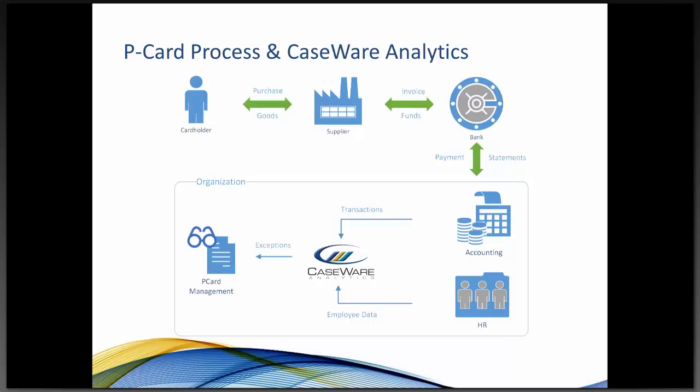The transaction data is coming in. We're looking at the transaction data. We're identifying outliers. We're identifying anomalies. We're identifying breaches in your policies and procedures. But there are some other things that we're doing here.